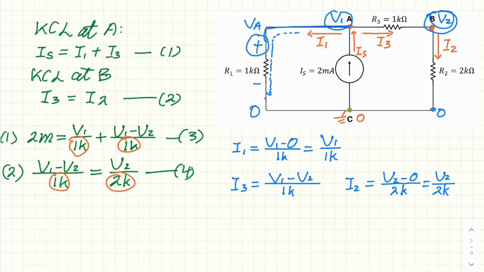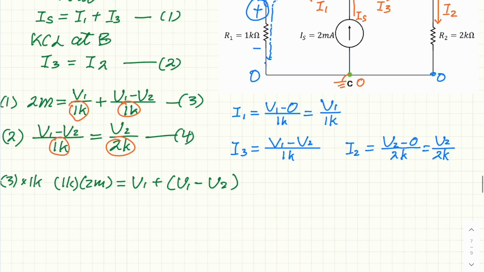So we can first tidy up this one. We say 3 multiplied by 1K. So this is 1K times 2M, equal to V1 plus V1 minus V2. So we have 2V1 minus V2 equal to 2. So this is equation 5.